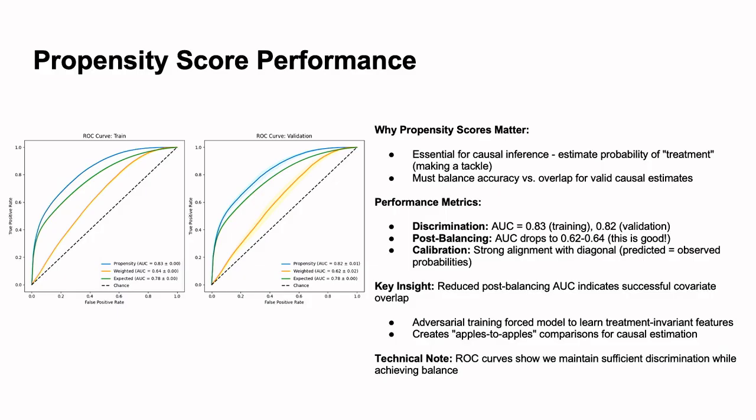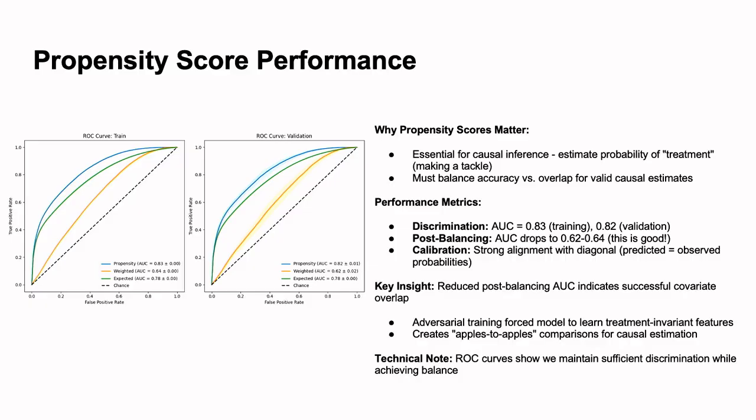Next, in terms of validation, we can look at propensity scores. Propensity scores are important because they're estimating the probability of treatment, in this case, making a tackle. We want to balance accuracy versus overlap. What I want you to focus on is the discrimination is 0.83 on training and 0.82 on validation.